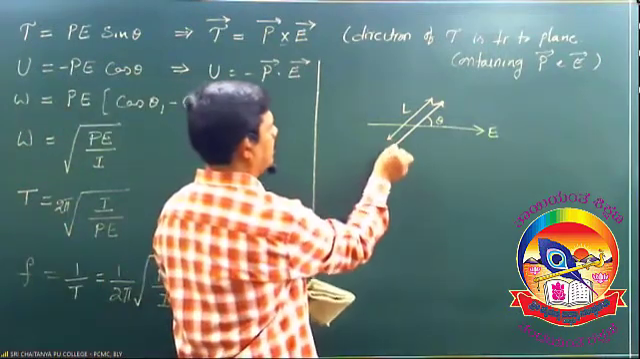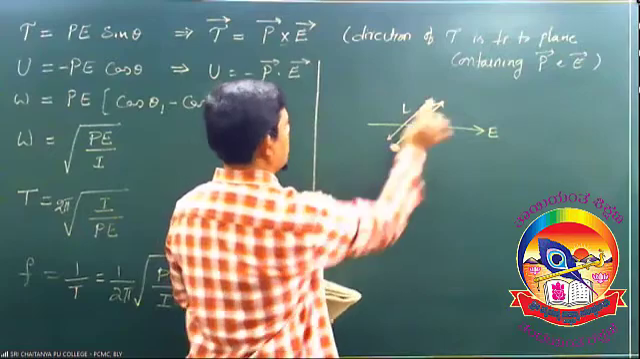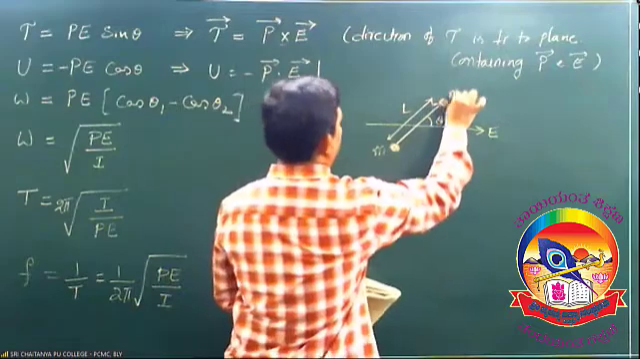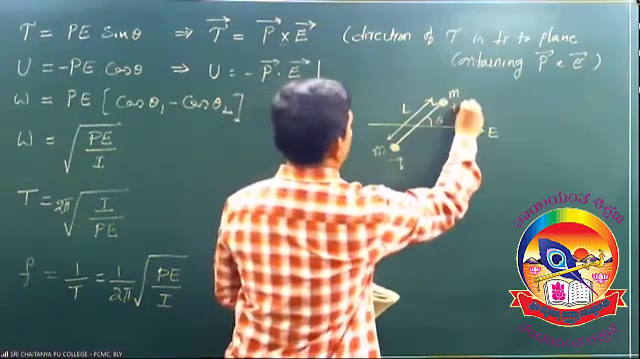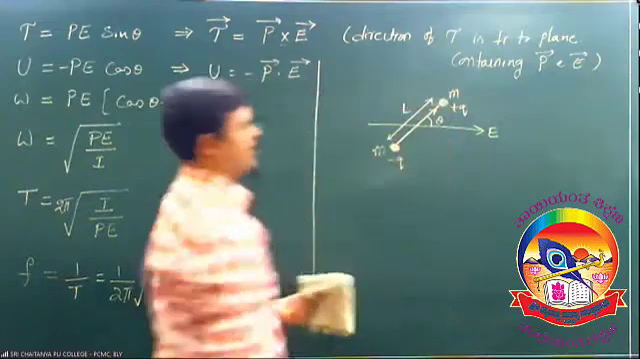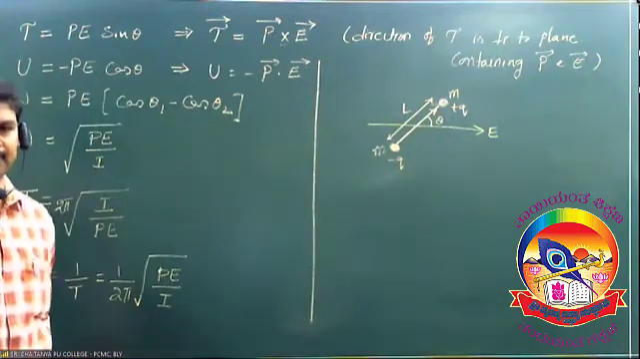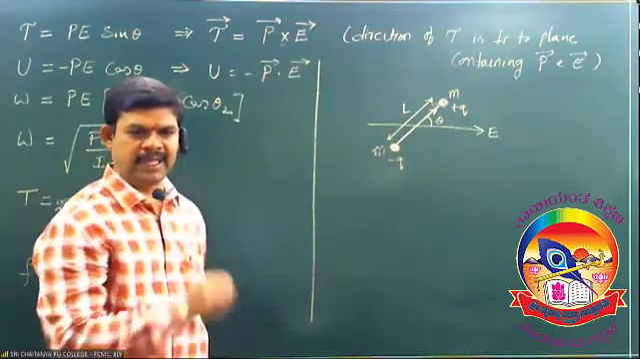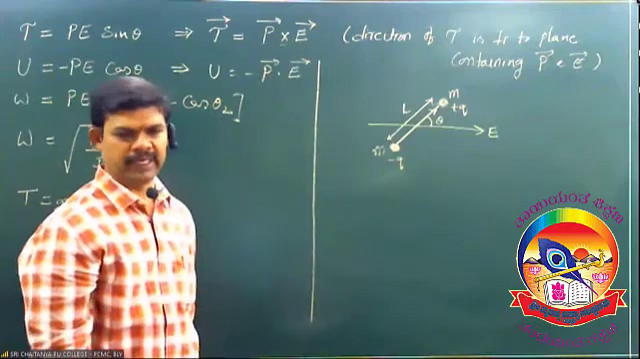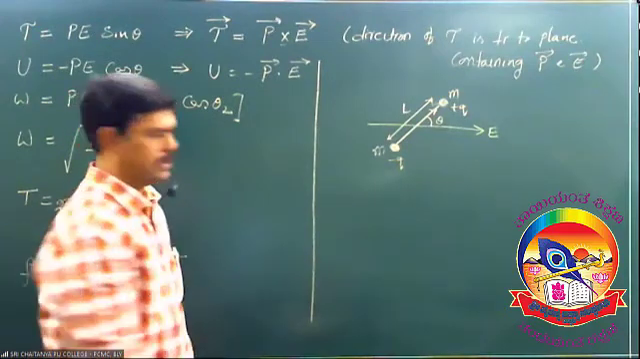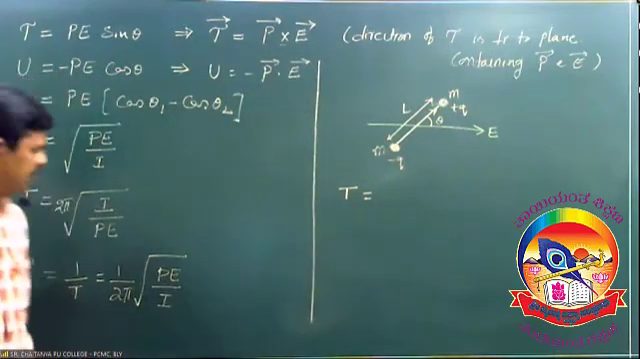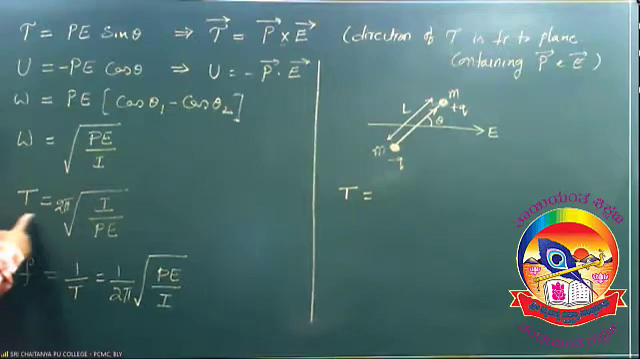As it is a dipole, mass of the two charges, m and m, mass of those two charges given as m. Dipole length is L. It is in oscillation in a uniform electric field. The question asked is, what is time period? What is the formula for time period? Time period is equal to 2 pi root I by PE.